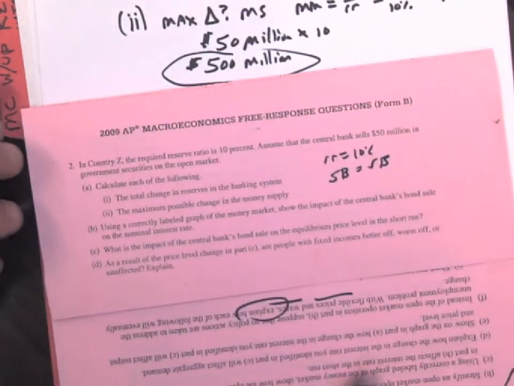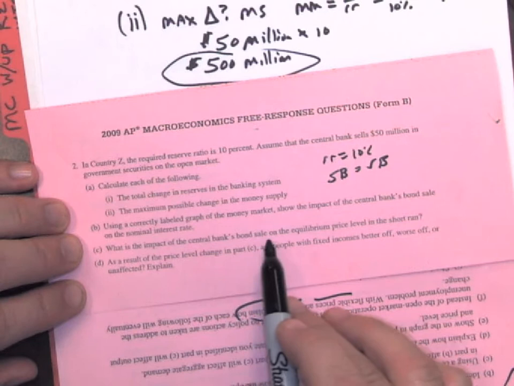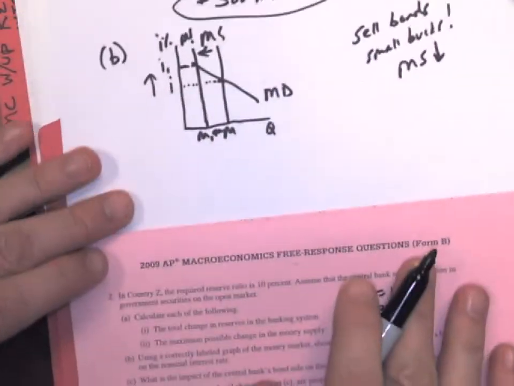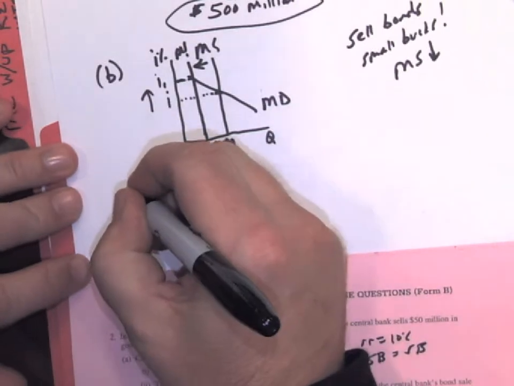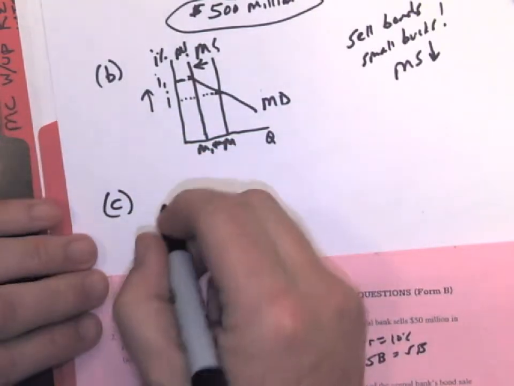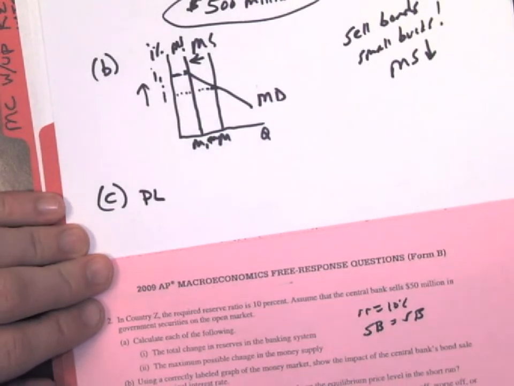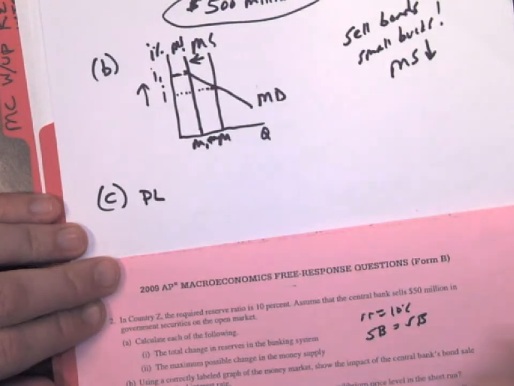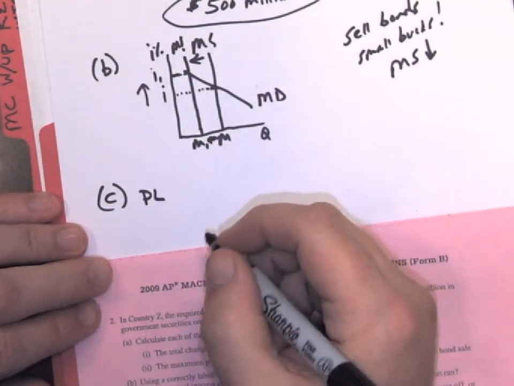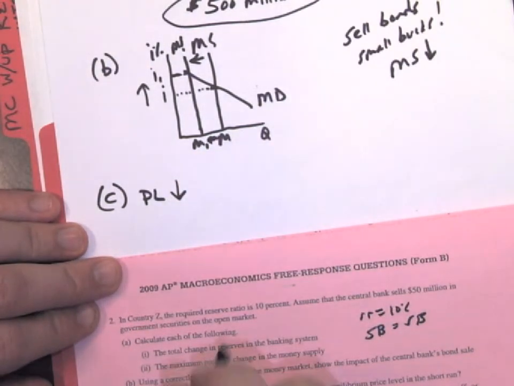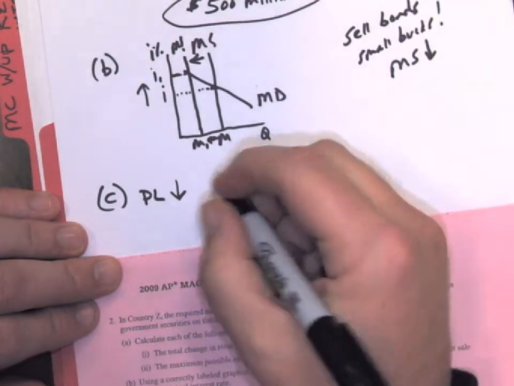Okay, part C. What is the impact of the central bank's bond sale on the equilibrium price level in the short run? So part C, they're asking about equilibrium price level. So price level, that's talking about inflation, isn't it? Alright, so you can get 1 point for saying the price level is going to decrease. Now, how do we know this? It doesn't say explain, but I'm going to explain it to you.